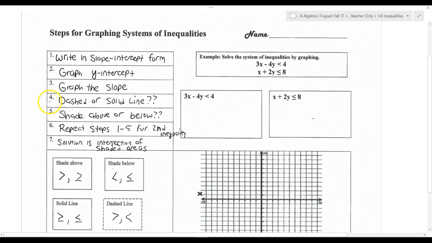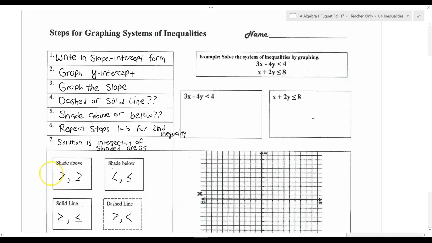You have to make the decision if you want a dashed line or a solid line. That obviously depends on if it's the or equal to symbol or the not or equal to symbol. The decision to shade above or below also depends on the inequality sign, as you see here. And then you'll repeat those steps 1 through 5 for your second inequality, and then we'll have your solution area, which we talked about in the previous video.